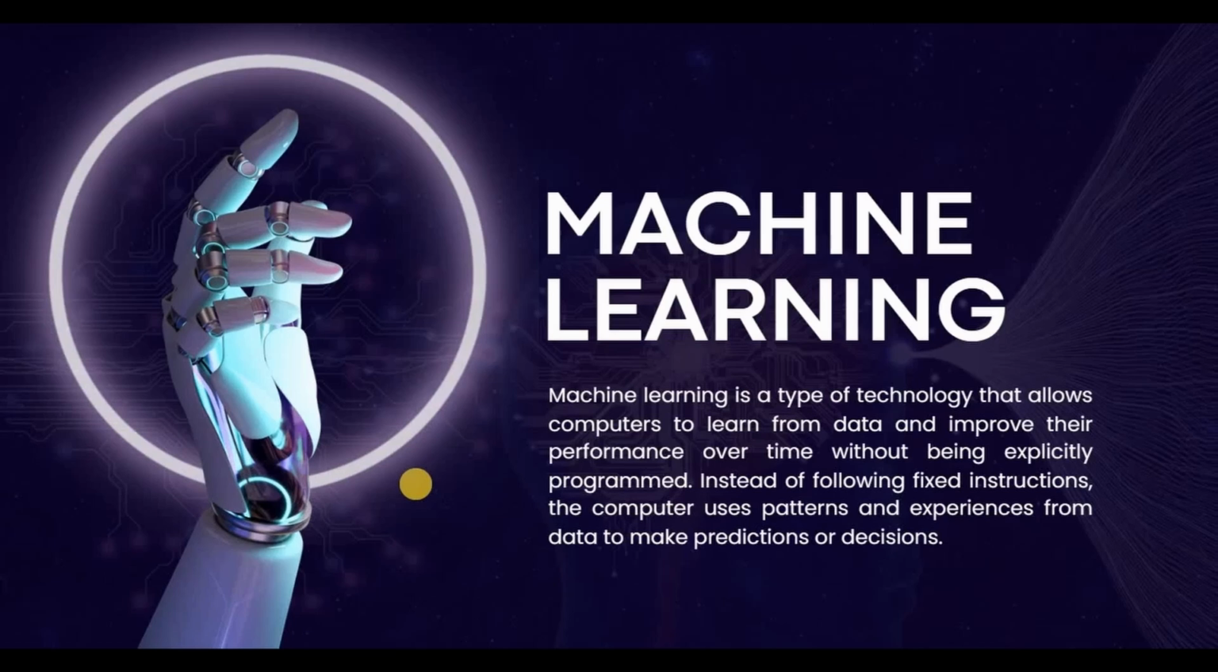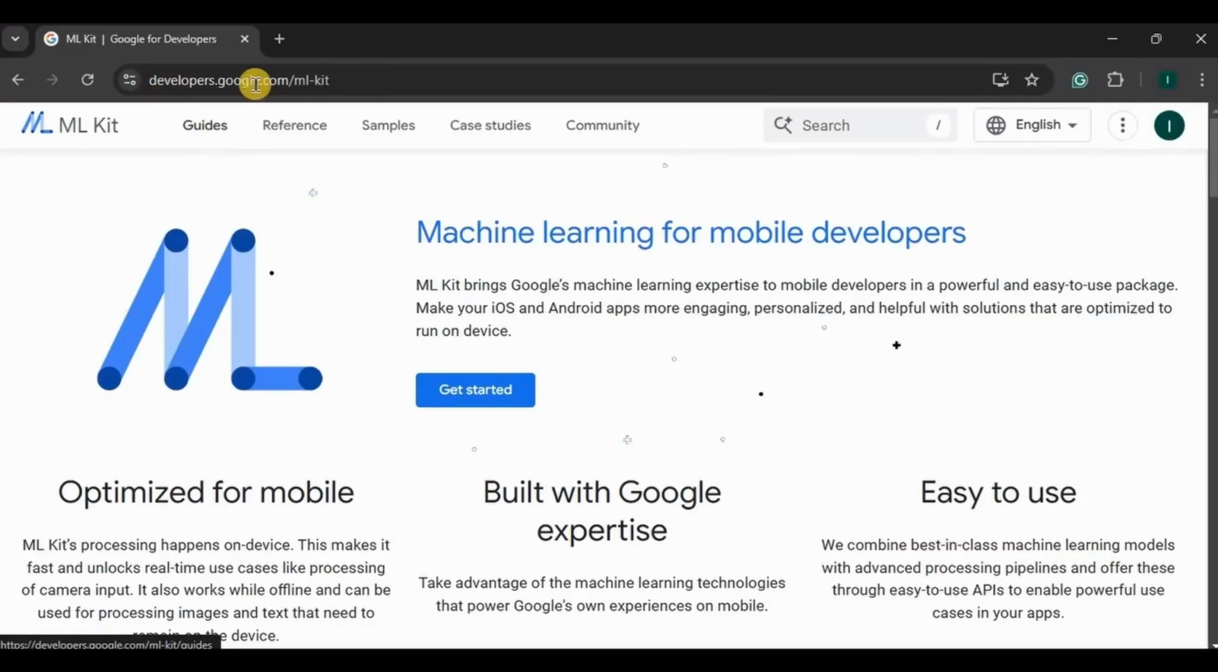In machine learning, we pre-train the machines with a vast amount of data through which they learn. And instead of following fixed instructions, the machine uses patterns and experiences from data to make predictions or decisions. Likewise, here as well, we are providing the machine, the app, with a model, or you could say a vast amount of data, and according to that data, it makes predictions like, as it said, flower pot and cup. Got it? I'll make it more simple for you.